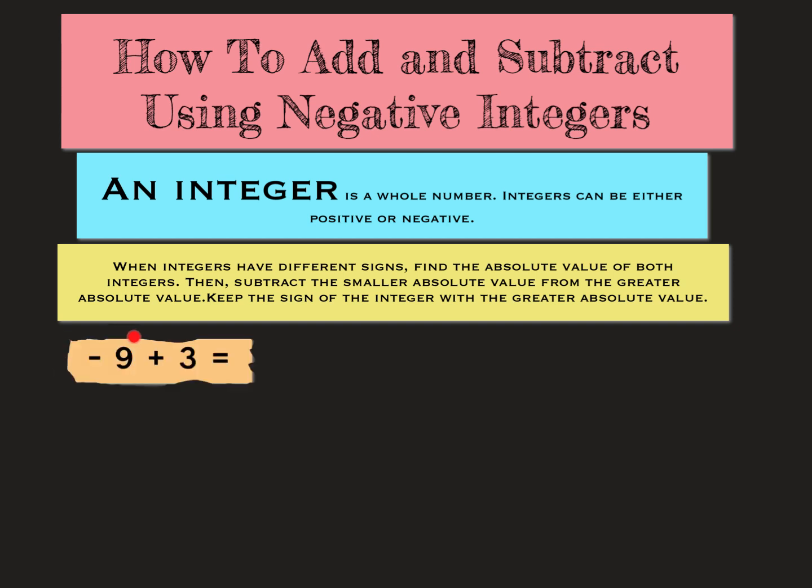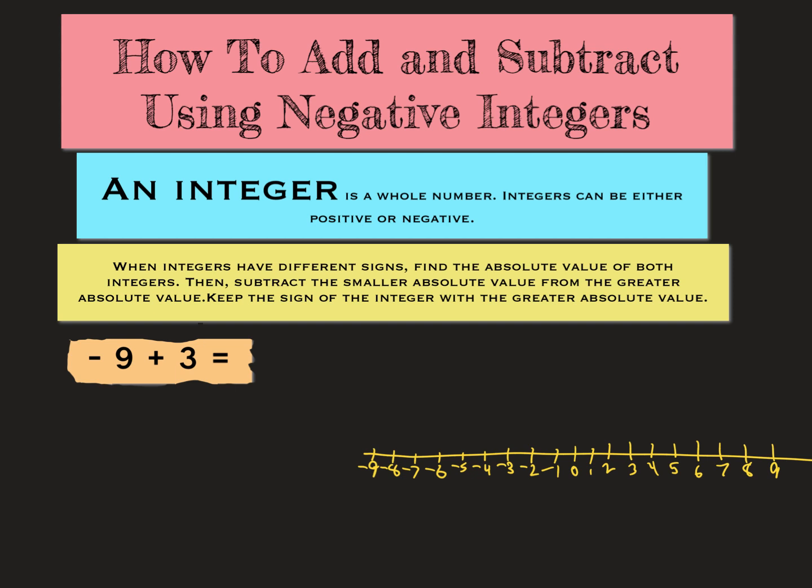This one is -9 plus 3, or -9 and a +3. And so we have different signs again. And so our first step again is to find the absolute value of both integers. So let's do that.